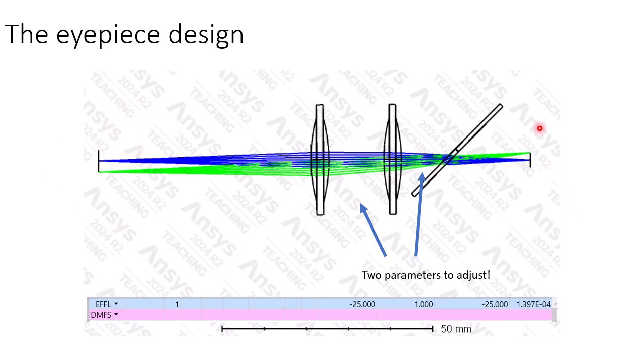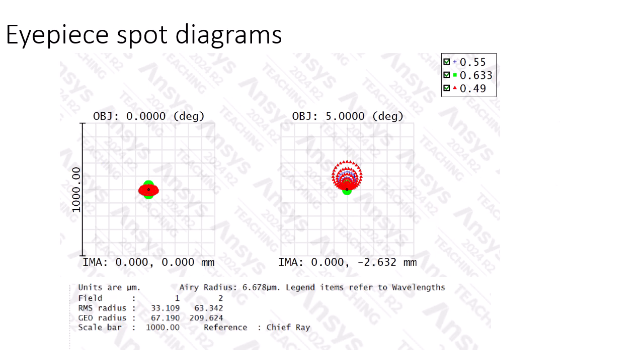So here, right, and so I flipped it. So now our object is on the right and our image is on the left. But yeah, with only two parameters to adjust, there's not a lot that the optimizer can really do. But it didn't really have to do much, right? So I still think that these are nice spots. While not diffraction limited, I still think it'll work for what we're trying to see coming out of our eye, or going into our eye. So we have a 33 micron spot size for the on-axis field, and then a 63 micron spot size for our 5-degree field coming off.